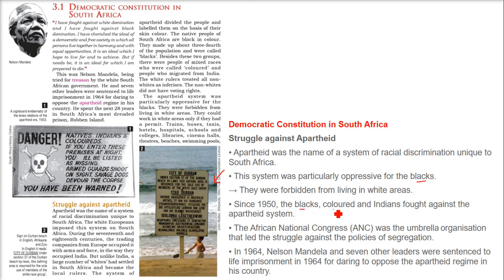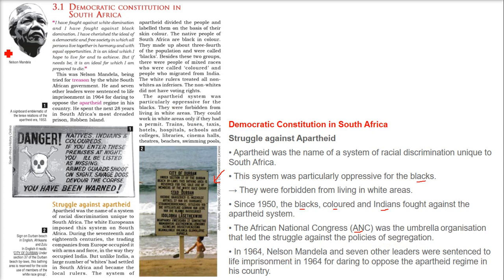Since the 1950s, the blacks, the coloured, and the Indians, who are generally brown, fought against the apartheid system prevailing in South Africa. Blacks we know, and coloured are another combination, another colour which is not white. The leadership against apartheid was the African National Congress, ANC. This was the umbrella organization that led the struggle against the policies of segregation, against the oppression of South Africans, against apartheid.